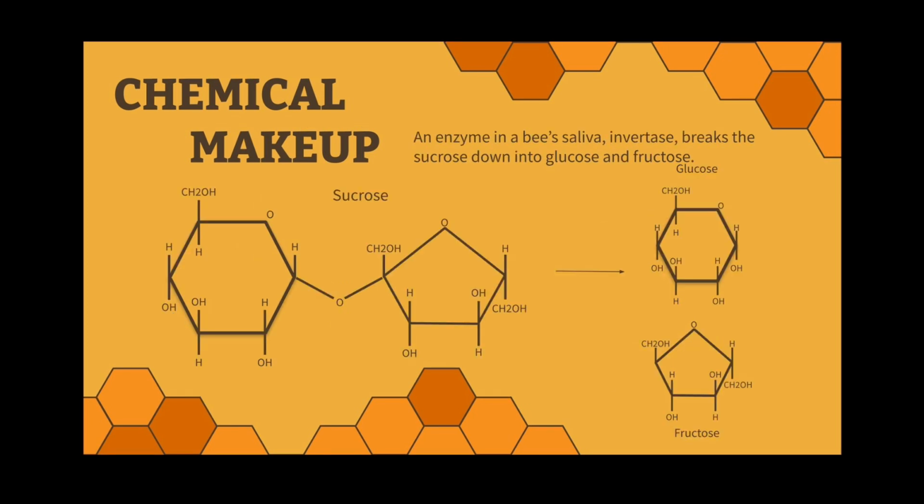You may have noticed that glucose and fructose look very similar to the structures in sucrose. This is because sucrose is a massive molecule where one glucose molecule and one fructose molecule are bonded together. To me, sucrose looks like a glucose molecule and a fructose molecule are holding hands. An enzyme in a bee's saliva, invertase, acts as a catalyst and breaks the sucrose down into glucose and fructose.